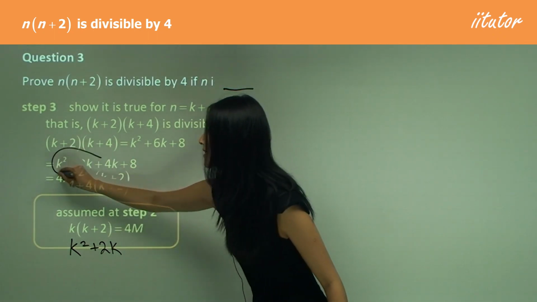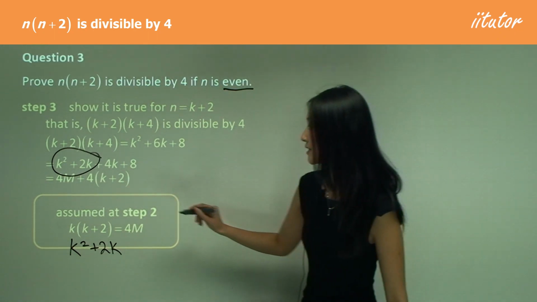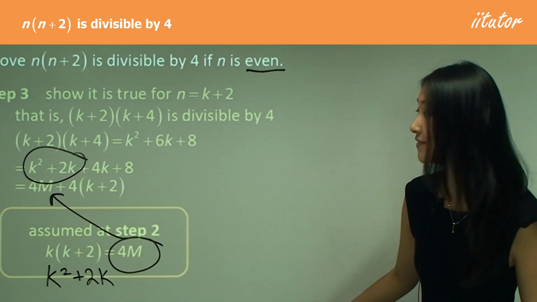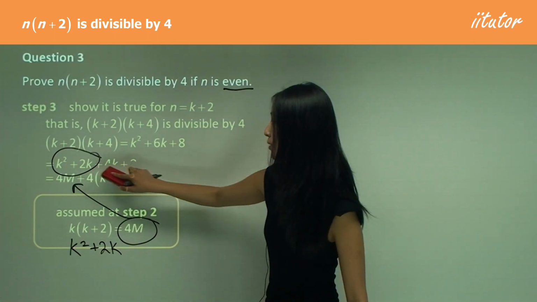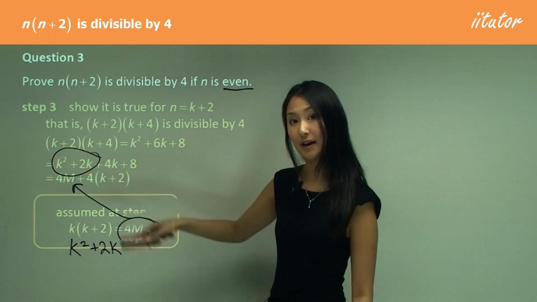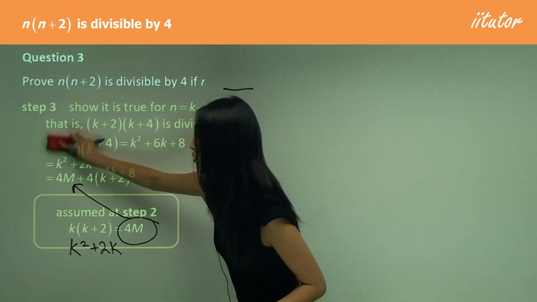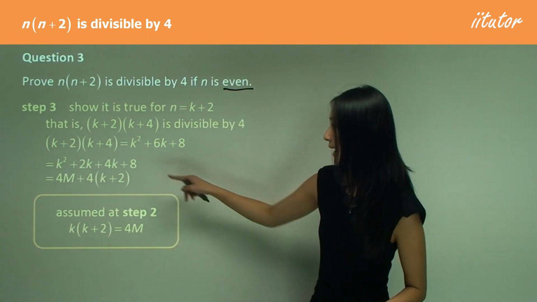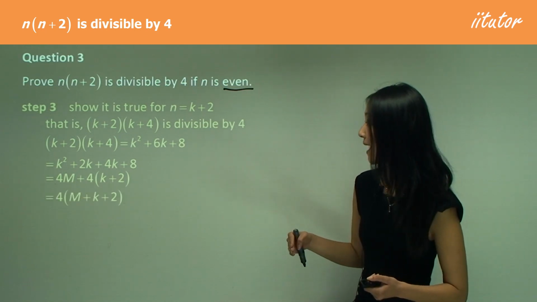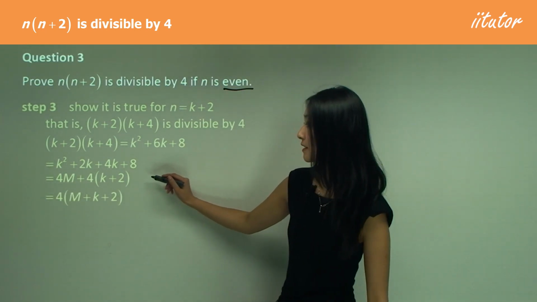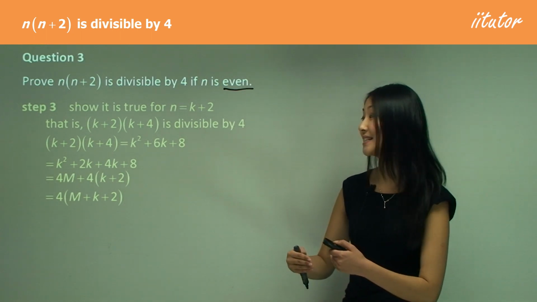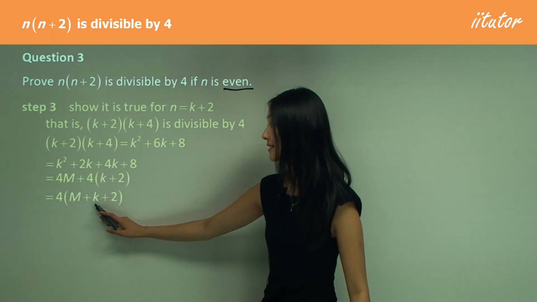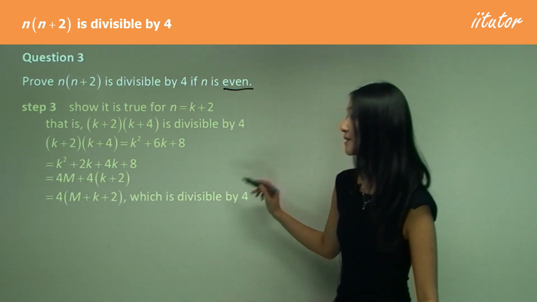And now this k squared plus 2k, I'm just going to substitute 4m. So this 4m, I'm going to substitute into here. Can you see how I've done that? I've separated the 6k into 2k and 4k, and now I've made a k squared plus 2k. I can substitute it for 4m. So now I have 4m there, and I have 4k plus 8 there. So I can just expand that. So that'll become 4m plus 4k plus 8. And that means I can factorize 4 out of that. And that leaves me with 4 times m plus k plus 2, which is divisible by 4.